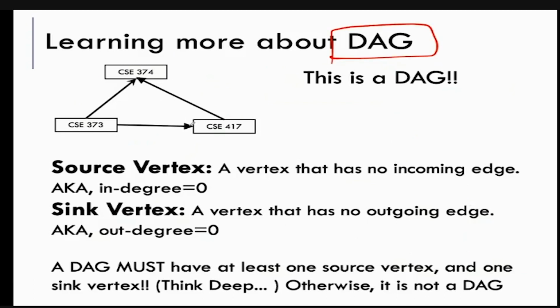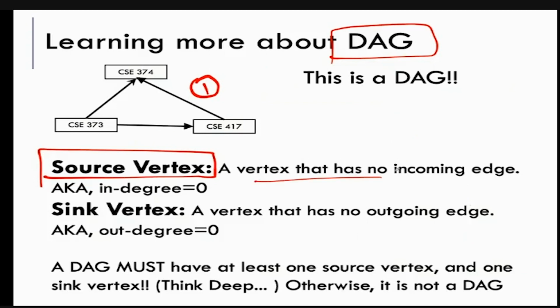So this is a DAG, right? So it does not have any cycle. But this was the first example that we had. So look carefully that a DAG will have one source vertex. What do we mean by source vertex? A vertex that has no incoming edge. So a DAG will have such a source vertex. If it does not have a source vertex, then it cannot be a DAG.